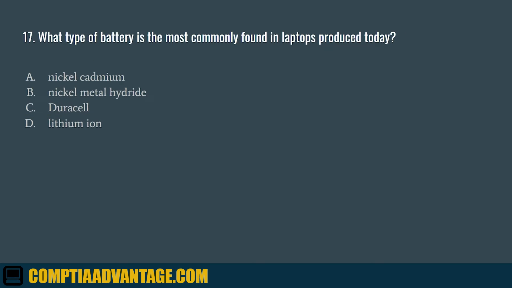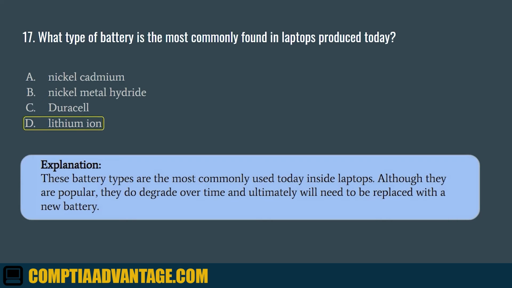Question 17. What type of battery is the most commonly found in laptops produced today? A. Nickel cadmium. B. Nickel metal hydride. C. Duracell. D. Lithium ion. The correct answer is D. Lithium ion. These battery types are the most commonly used today inside laptops. Although they are popular, they do degrade over time and ultimately will need to be replaced with a new battery.